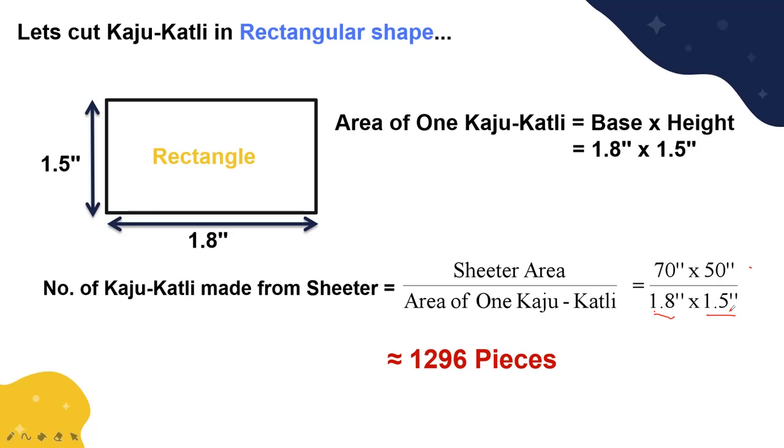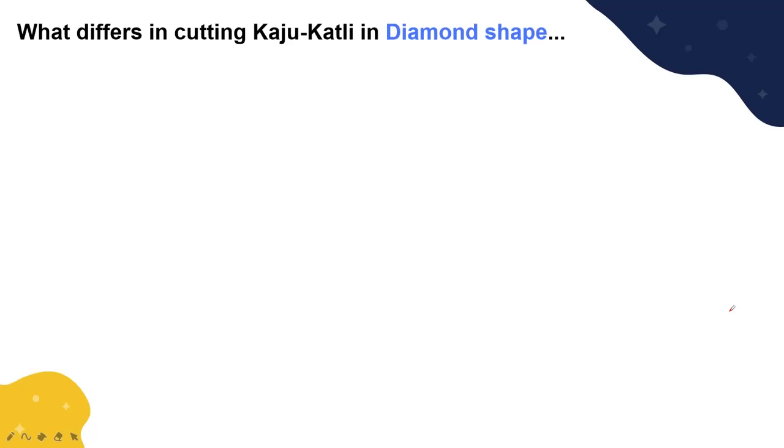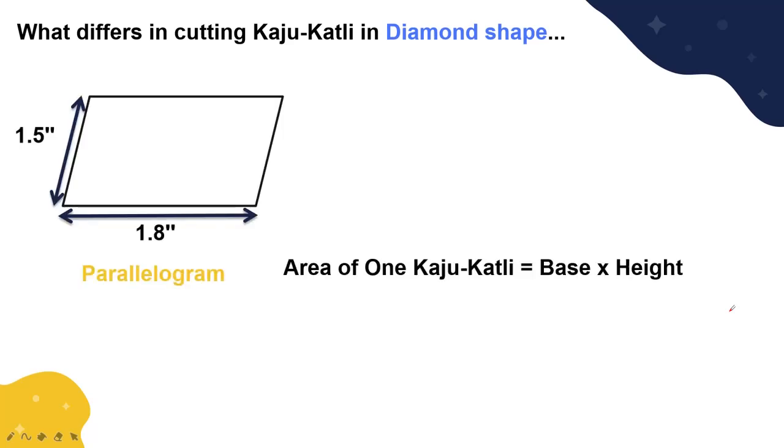Now let's say we cut in the form of a parallelogram. Okay, so what is going to happen? Here we need to calculate again the area of one Kaju Katli, which is in this parallelogram shape. It's base times height. The base we already know, it's 1.8, but what is the height? Height is not 1.5 this time. Height we will take perpendicular. This has to be always 90 degrees. The question is how do we calculate that?